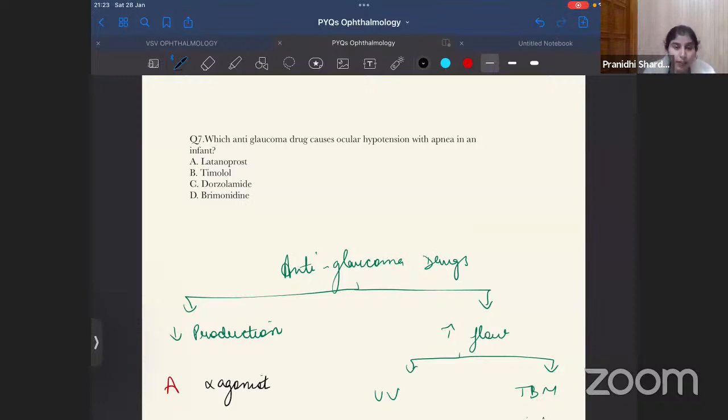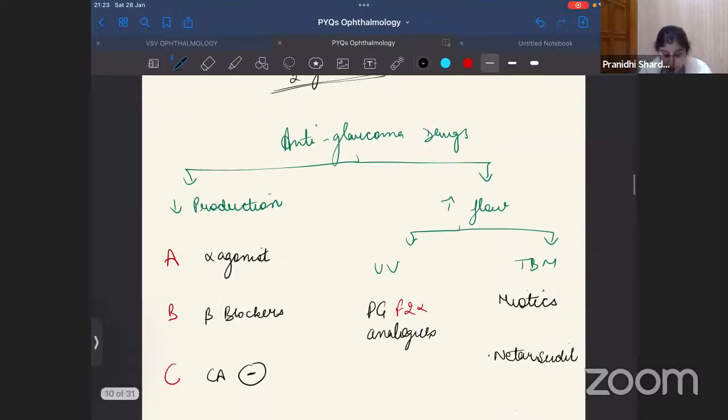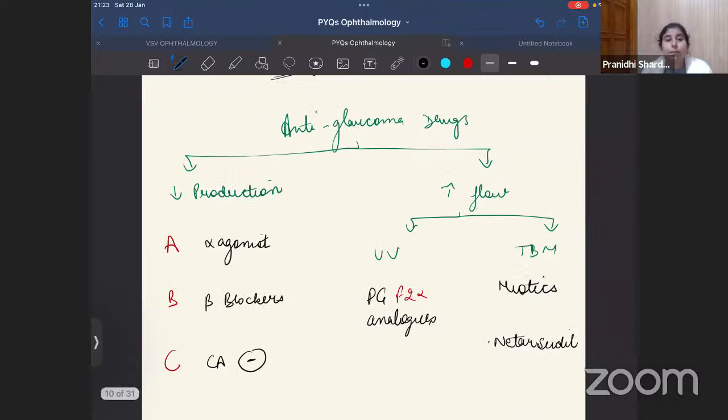Yes, the answer is right. It is brimonidine. Brimonidine is an alpha-2 agonist. It can cause apnea in infants, so it is contraindicated in infants. Now, anti-glaucoma drugs, very, very important.